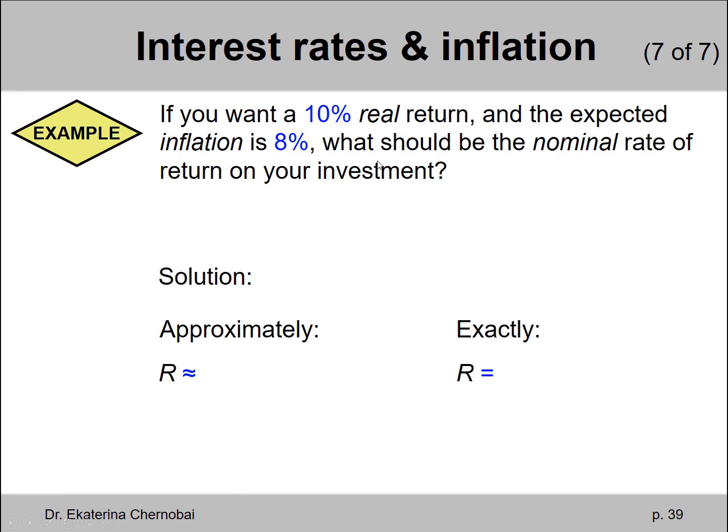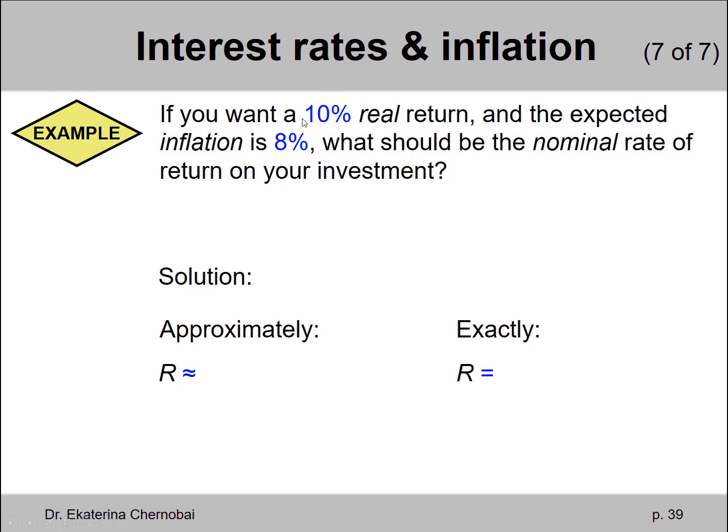Let's look at another example. You want a 10% real return. You expect inflation to be 8%, and the question is, what should be the nominal rate of return on your investment, right? So what should be the nominal rate of return so that your real return is 10%, considering the 8% expected increase in the cost of living?